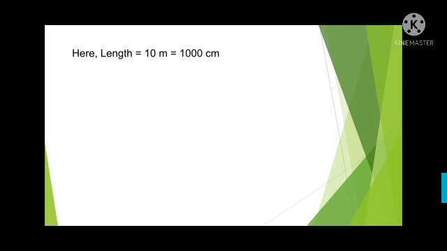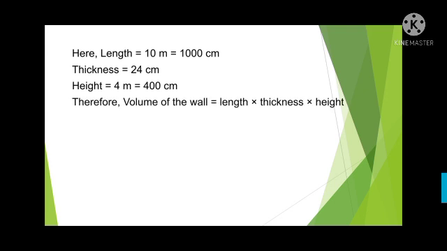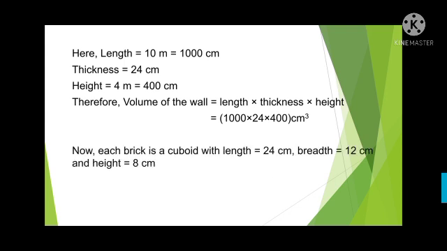So 10 meter is 1000 centimeter, thickness is 24 centimeter, height is given as 4 meter, 1 meter is equal to 100 centimeter, so 4 meter becomes 400 centimeters. Therefore volume of the wall is equal to length into thickness into height. So length of the wall is 1000 centimeter, thickness of the wall is 24 centimeter, and height of the wall is 400 centimeters. So this is the volume of the wall.